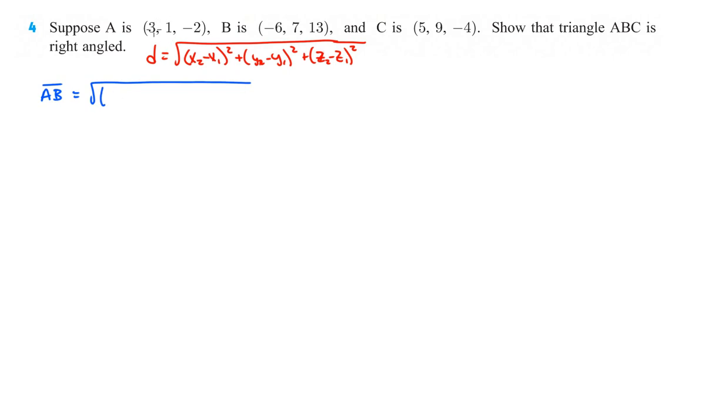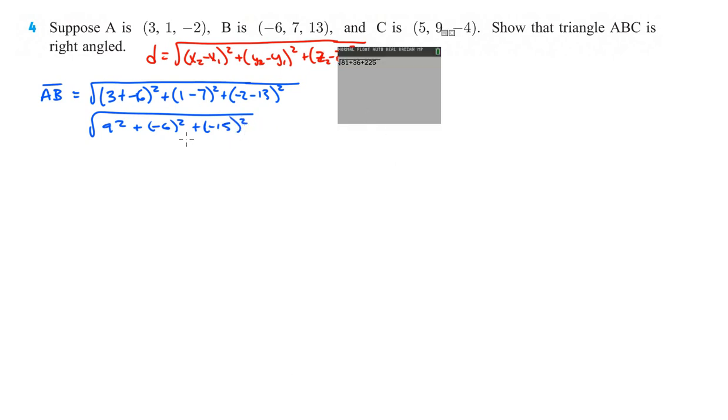I'm just going to start with this x here. So we'll do 3, because it doesn't matter which one you subtract from which, because you end up squaring it, which just will take away the negative, or if it's a negative, it'll get rid of that negative sign. So anyway, 3 minus negative 6 squared, and then 1 minus 7 squared, and negative 2 minus 13 squared. Okay, so that is 9 squared plus negative 6 squared plus negative 15 squared, right?